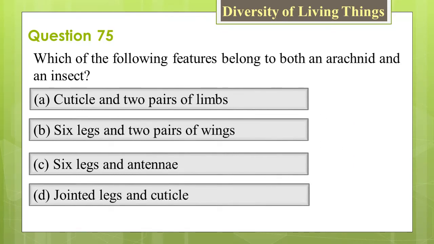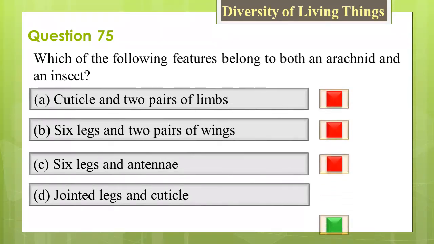Question 75. Which of the following features belong to both an arachnid and an insect? A. Cuticle and two pairs of limbs. B. Six legs and two pairs of wings. C. Six legs and antennae. D. Jointed legs and cuticle. Which one of the following alternatives is the best alternative? The best alternative is D, jointed legs and cuticle.